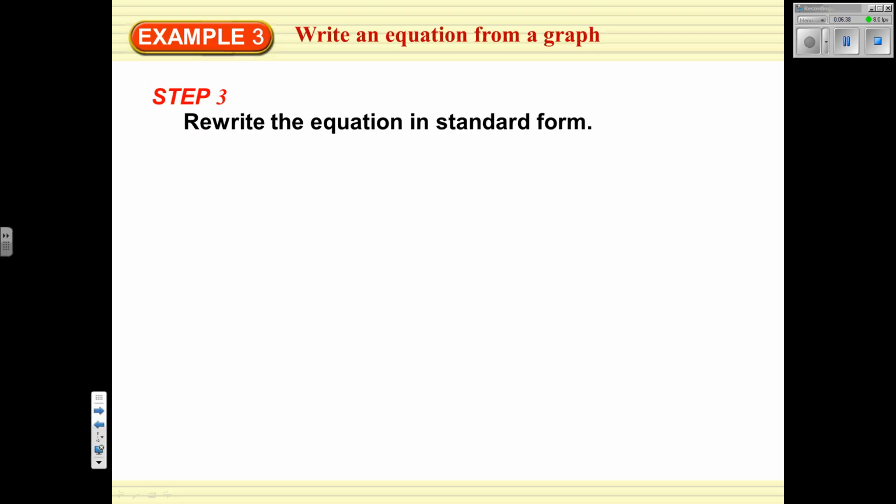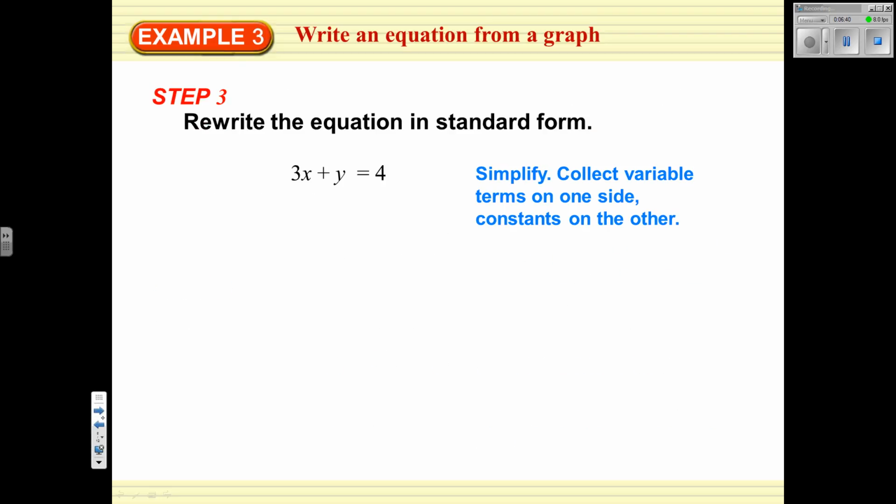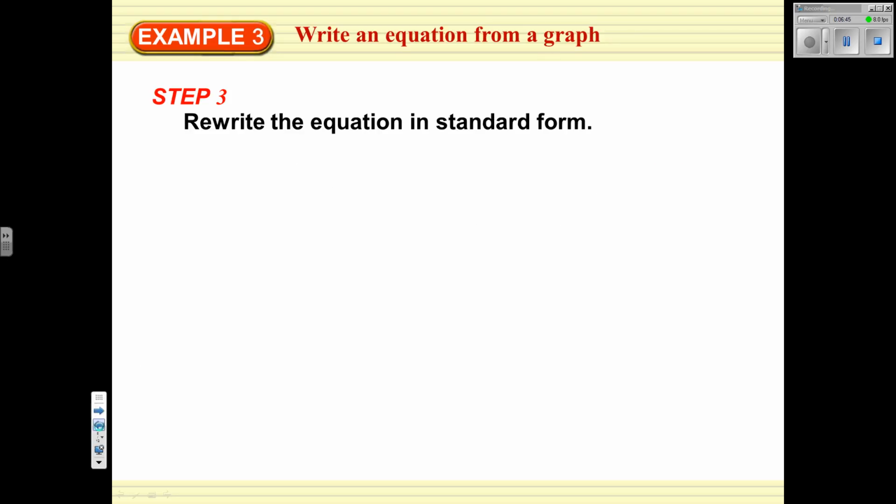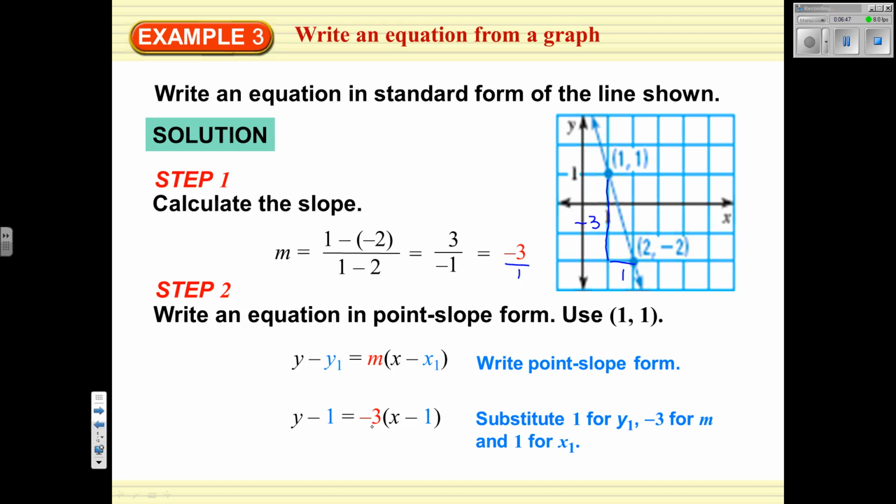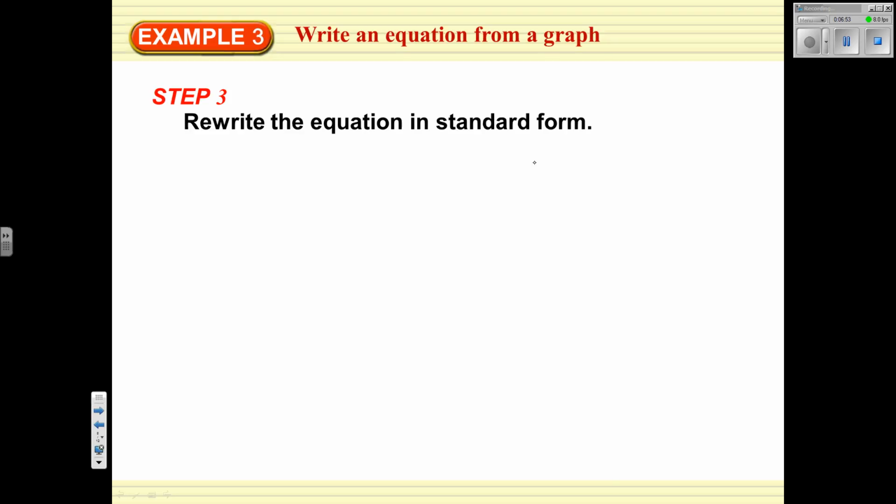And we're going to rewrite the equation in standard form. So here, let's go back. I want to do this for you. We're going to go back. Okay. y minus 1 equals negative 3 times x minus 1. So let's go ahead and work this through just so you can see.